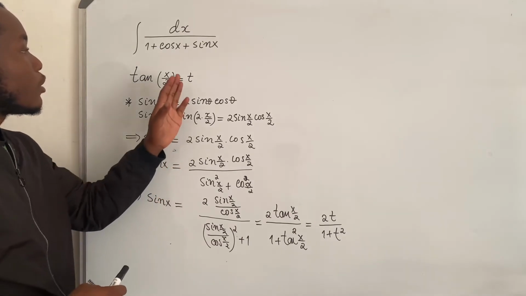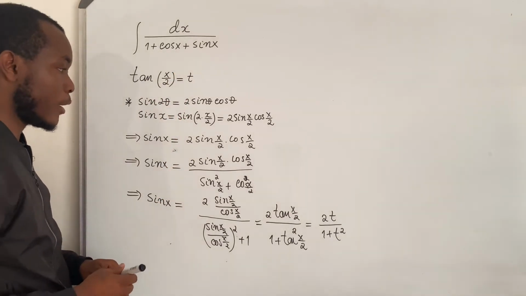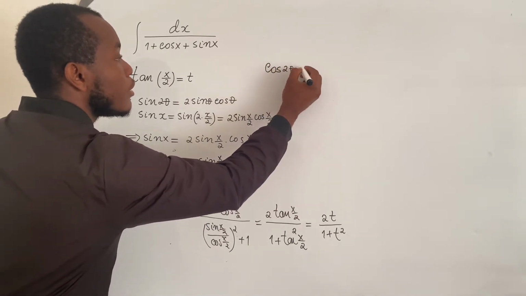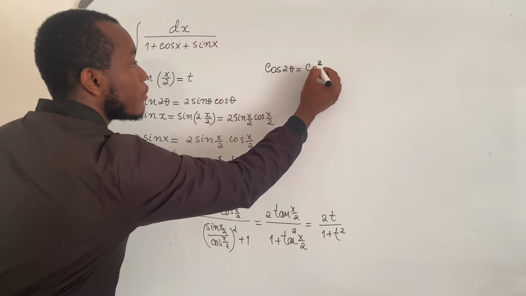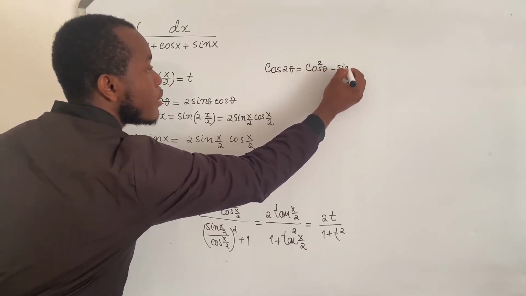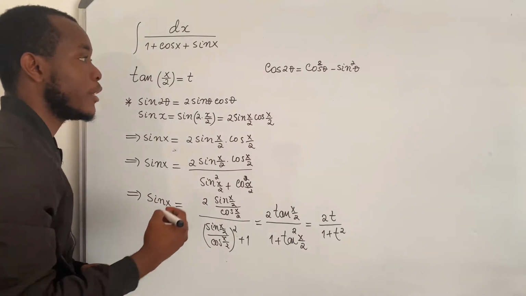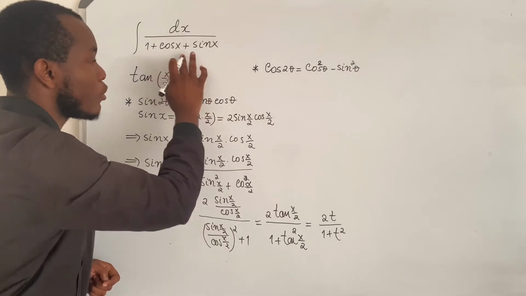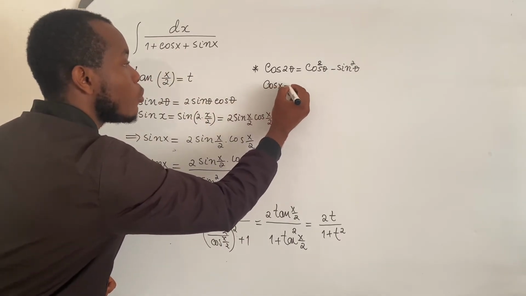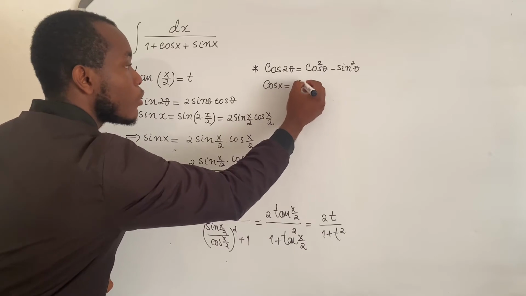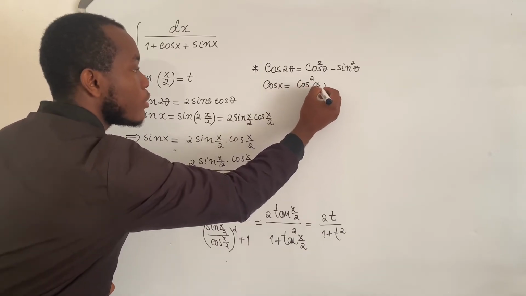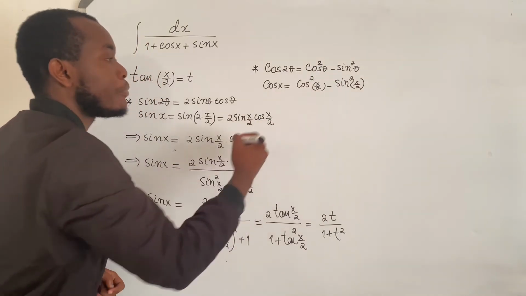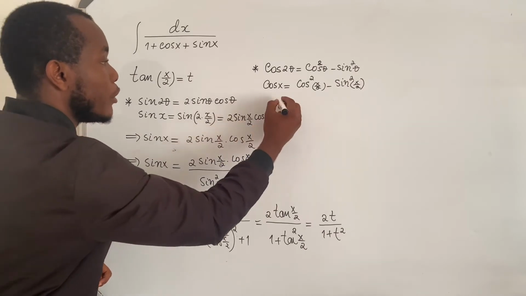Now, what about cos? How do we work cos? Okay, let's work cos then. We know that cos of 2 theta is equal to cos squared of theta minus sine squared of theta. All right. So if that's the approach that we know, then we can apply the same for cos x. So that means cos x will be equal to cos squared of x over 2 minus sine squared of x over 2.